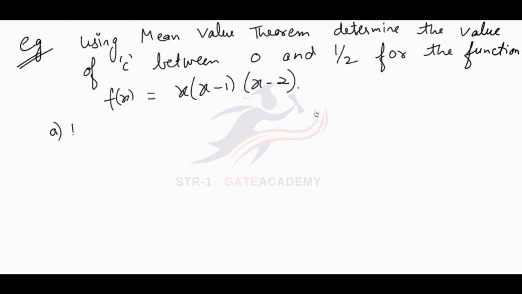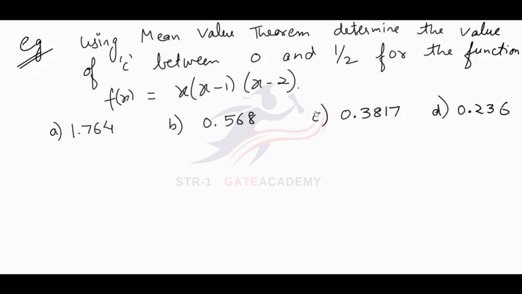Options given to you are A, 1.764, B, 0.568, C, 0.3817, D, 0.236.